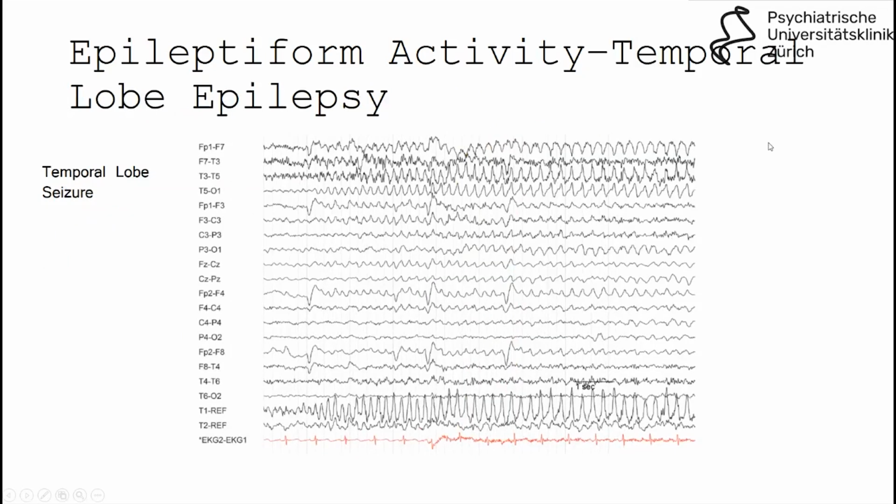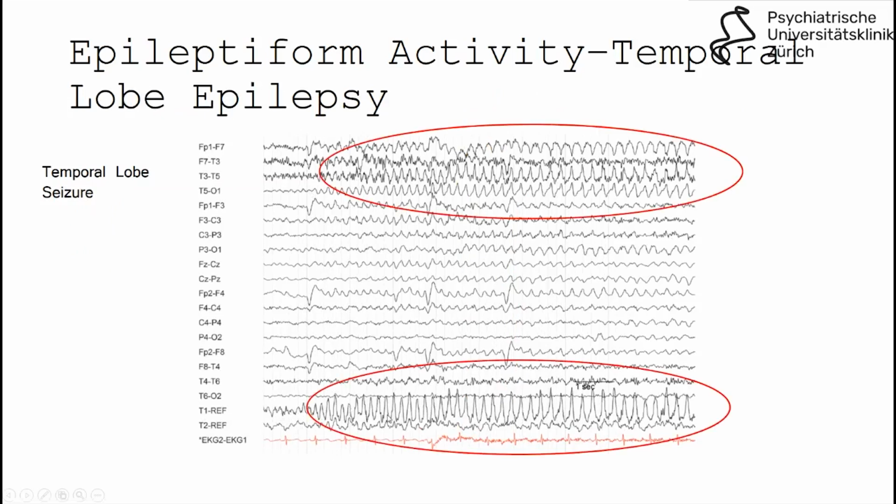And again, if you look at a temporal lobe seizure, this is not interictal, this is the ictal activity. You see here the highest amplitudes at the T1, the left temporal electrode. The seizure is going on, clearly showing seizure activity in this area of the brain.